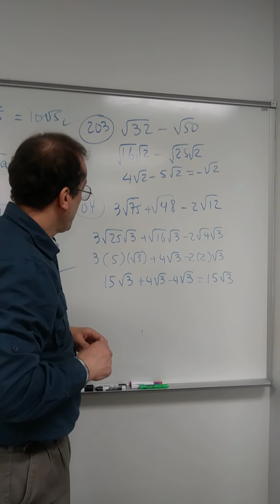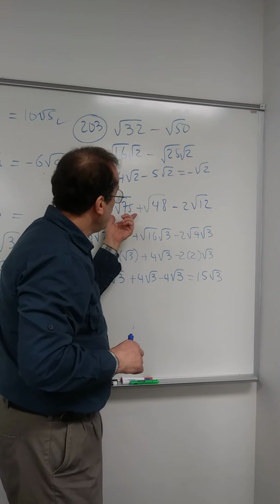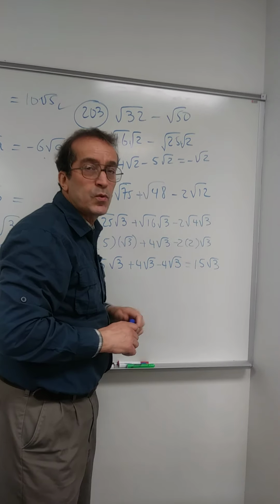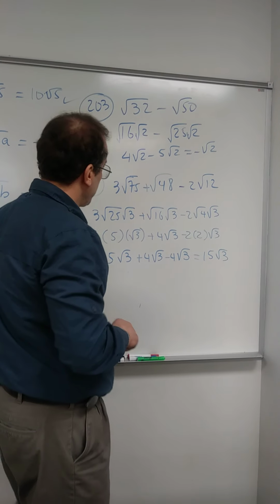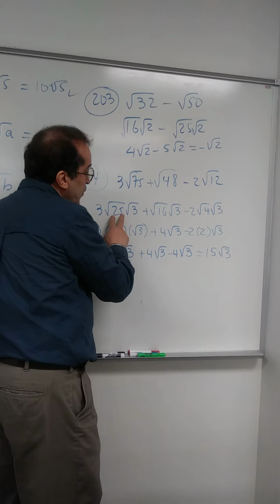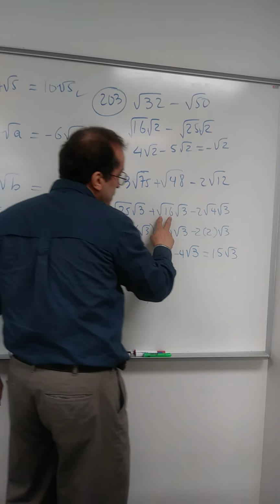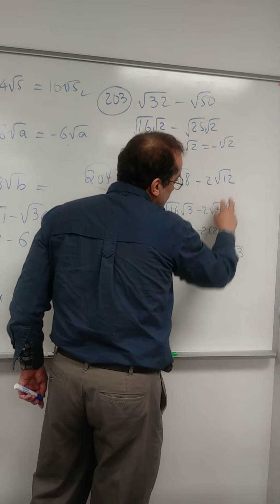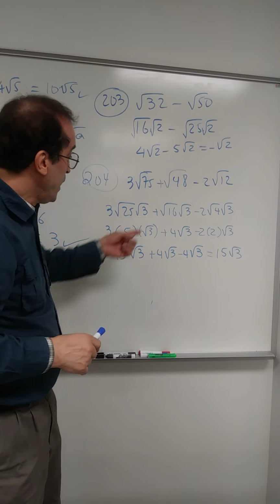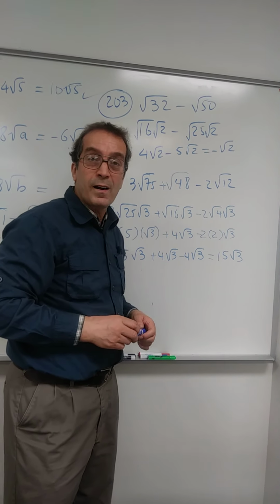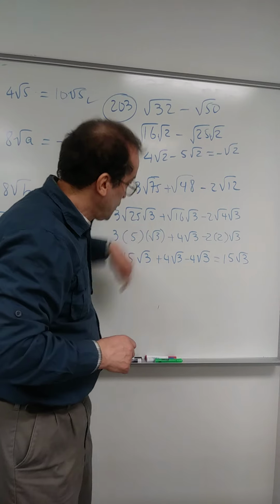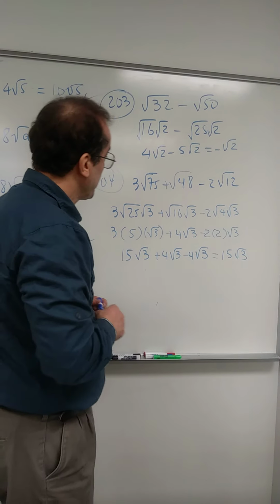Let's check this next example. Square root of 75, square root of 48, and square root of 12 can all be simplified. We're going to write 75 as 25 times 3. 48 is 16 times 3. 12 is 4 times 3. Good news! They all have square root of 3 in them, so they are like radicals, which means we need to finish this problem and simplify it.